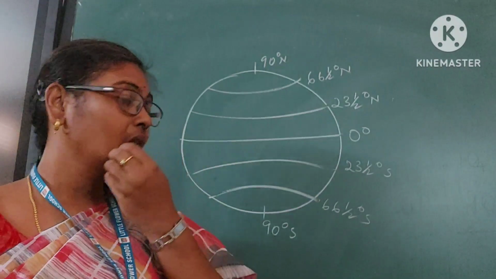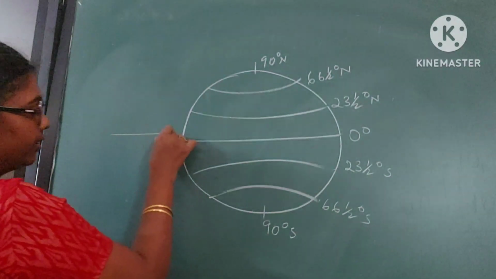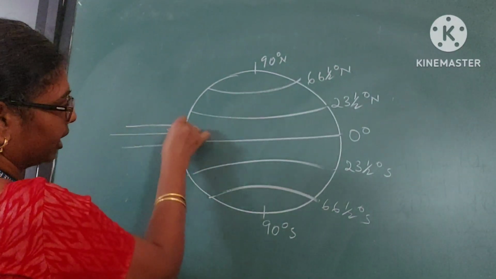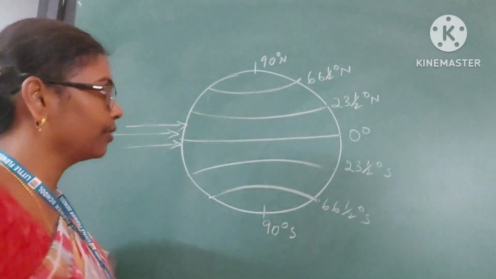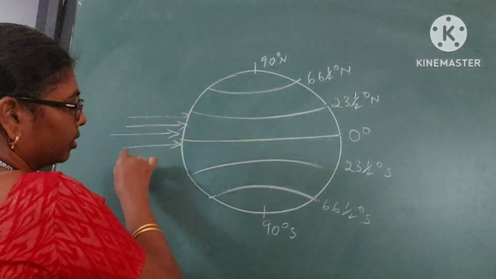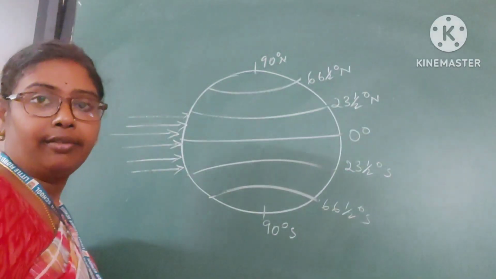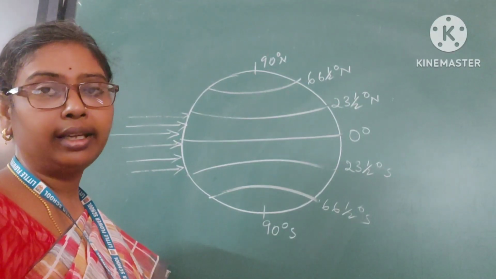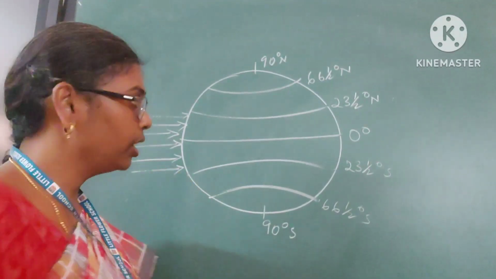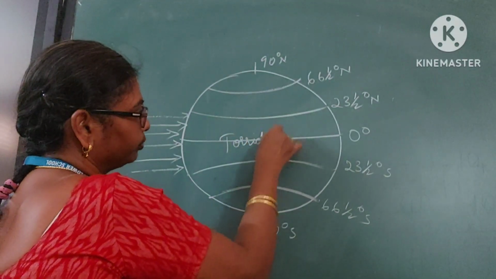On the 0 degree latitude, we see the vertical rays of the sun all throughout the year. From 0 to 23.5 degree, we see the vertical rays of the sun all throughout the year. So, this is termed to be the torrid zone.